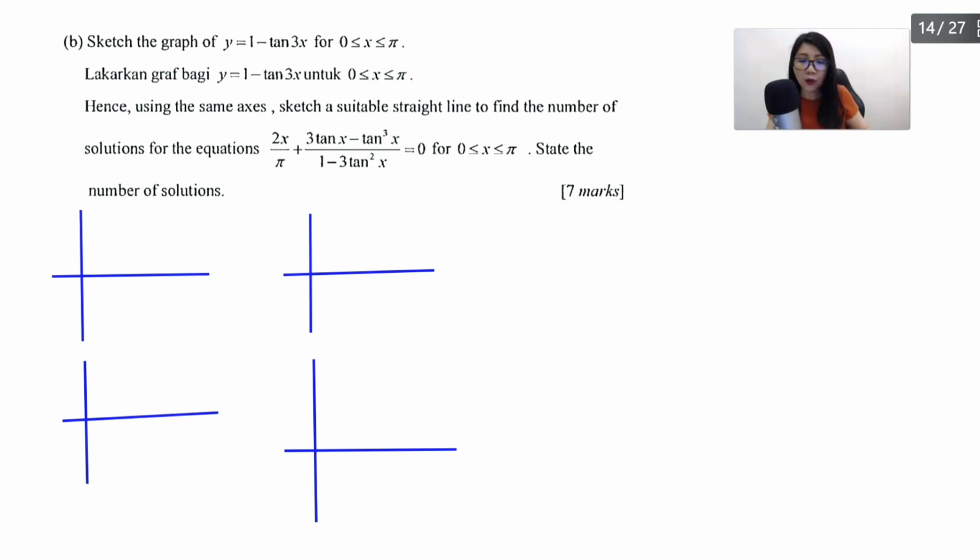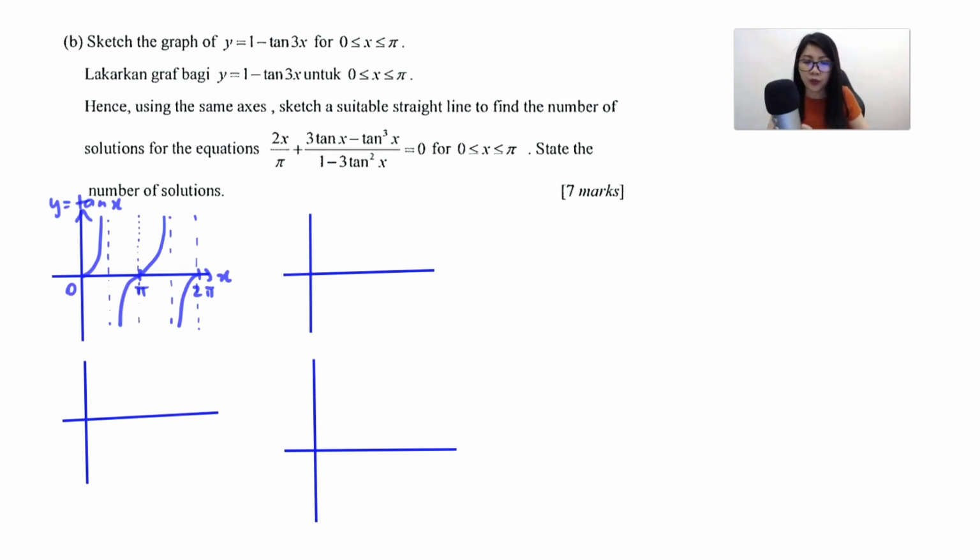Okay, so I'm going to start drawing now. The normal graph is tangent x, y equals tangent x. This is x. Let's say this is 180, which is pi, and this is 2 pi. So a normal graph will look like this. That is a normal tangent x graph.